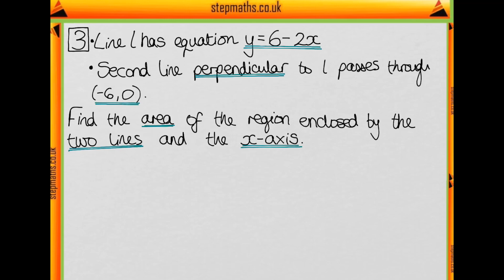So let's try and draw what's going on and see if we can work out an equation for the second line. Well, this is what our first line looks like. Its gradient is minus 2, so it's sloping downhill. The y-intercept is 6.